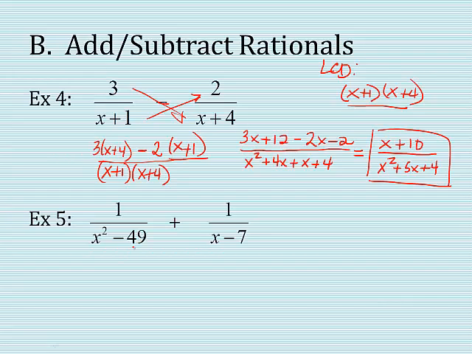Okay, on example 5, again, I need to subtract rationals. Now notice this is x squared and this is just an x. So what I would do first is factor this.